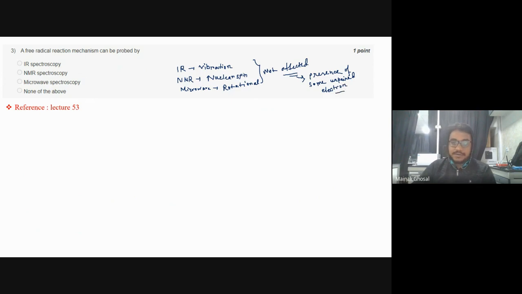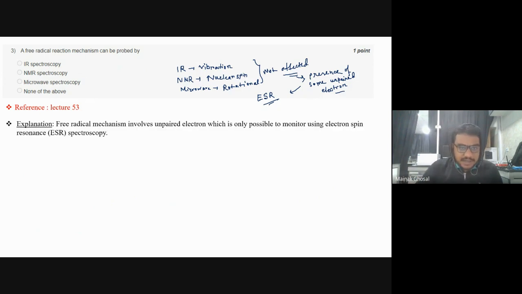I have also discussed that you can prove the presence of an unpaired electron using ESR only. So all of these techniques, IR spectroscopy, NMR spectroscopy, microwave spectroscopy, are irrelevant when you are trying to find a free radical in the reaction. You need ESR spectroscopy's help. All free radical mechanisms involve an unpaired electron, which can be monitored using electron spin resonance or ESR spectroscopy. So the answer is none of the above.